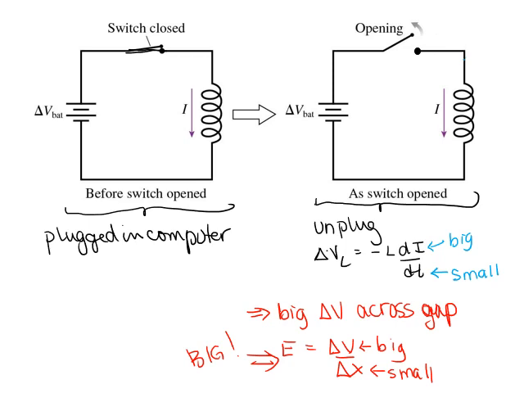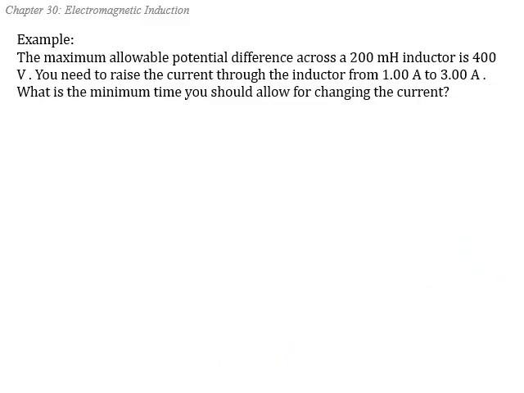So when you unplug it, you're changing the current really rapidly. It makes a big potential difference across the inductor, which makes a big potential difference across the other circuit element, which is the gap between the wall and the plug. That big potential difference over a small distance makes a big field, which makes a spark across the 2 points. For what it's worth, that's kind of how spark plugs work in cars as well. Let's do an example now.